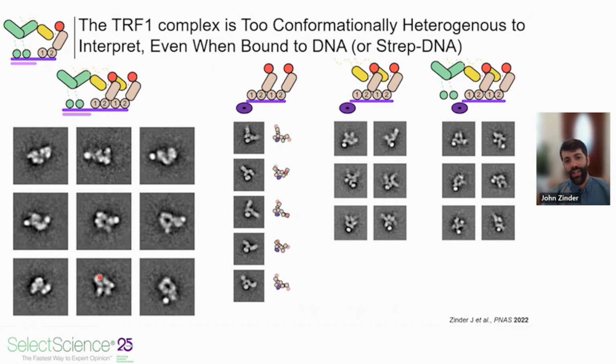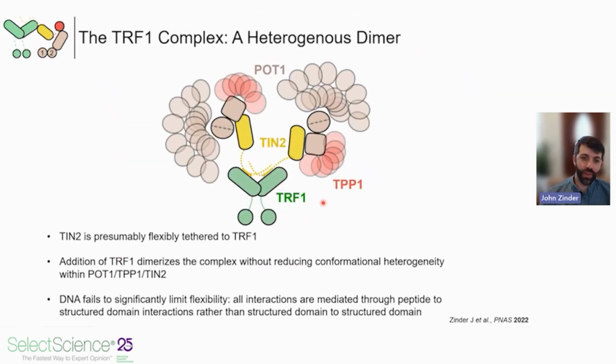And so the picture that we have now of the TRF1 complex is unfortunately not too clear, but it is a highly heterogeneous dimer. So each of these sides of this dimer are ostensibly moving independent of each other. TIN2 is connected to TRF1 via a long flexible linker again. And so we have these two POT1, TPP1, TIN2 units flexing freely about their flexible linkers, and all this flexibility is going on as well as these several conformations that TIN2 can adopt relative to the POT1 C-terminal domains.